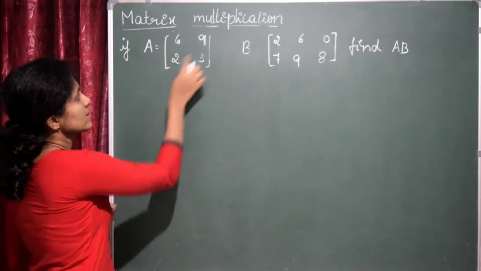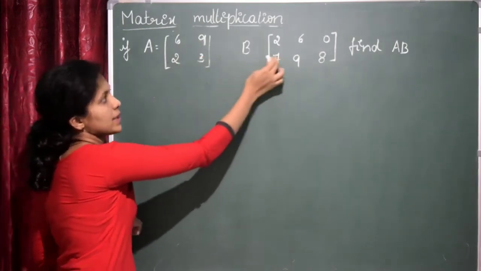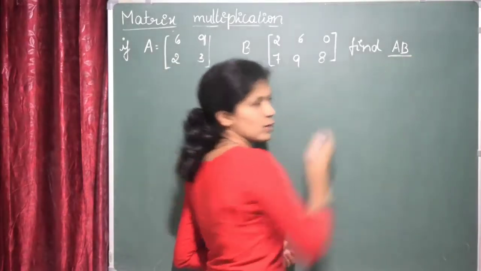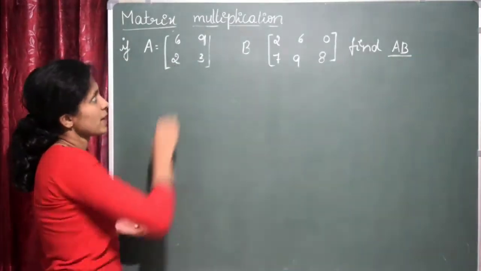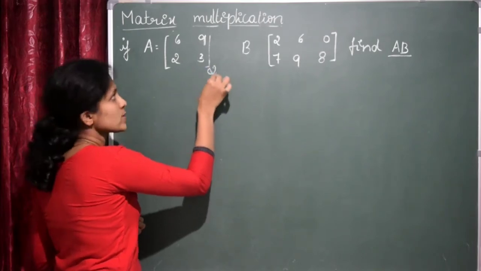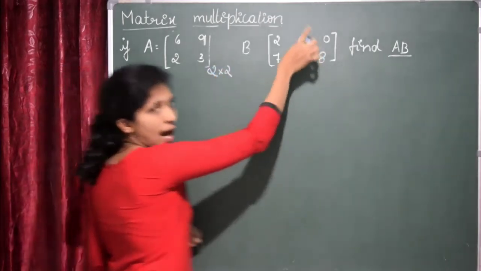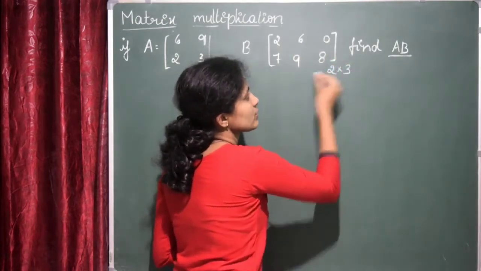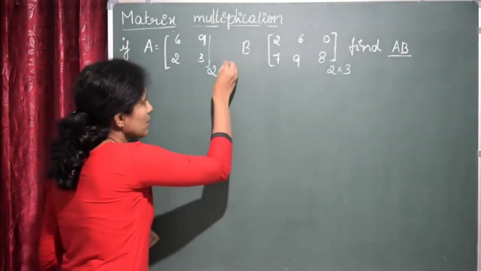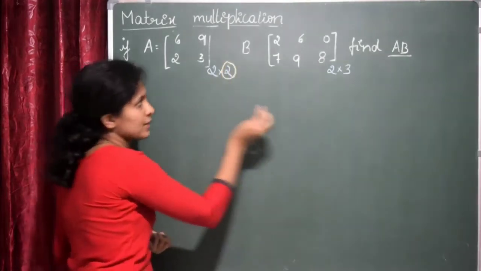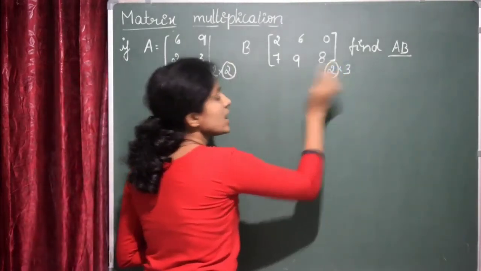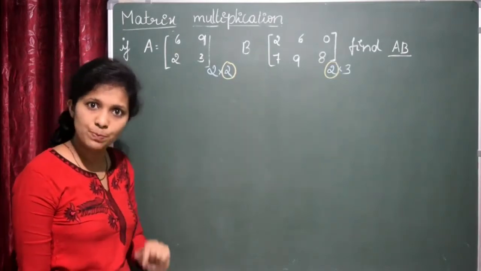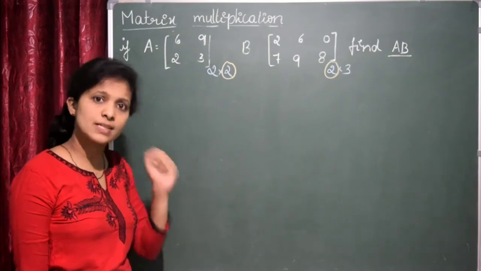A is equal to [6 9; 2 3] and B is [2 6 0; 7 9 8]. Find AB. I mean you have to find the product of the matrices. Can you say what is the order of this matrix? This is 2 rows and 2 columns, 2 by 2, and this is of order 2 rows and number of columns is 3. Right? Here you can see the number of columns of the first matrix is equal to the number of rows of the second matrix, 2 is equal to 2. Now the matrix multiplication is possible. Otherwise the matrix multiplication is not defined.